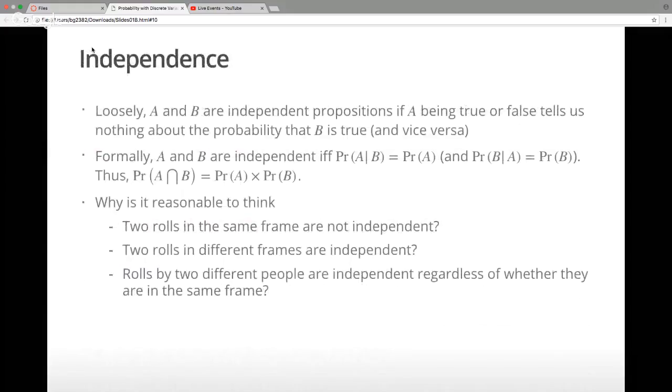But you might find yourself in the zone or something like that, in which case the fact that you got a strike on your fourth frame tells you something more about the probability that you get a strike on your fifth frame. Or, conversely, if you get like a 0, things like that. But why might rolls of two different people be independent, even if they were both on like frame 3?